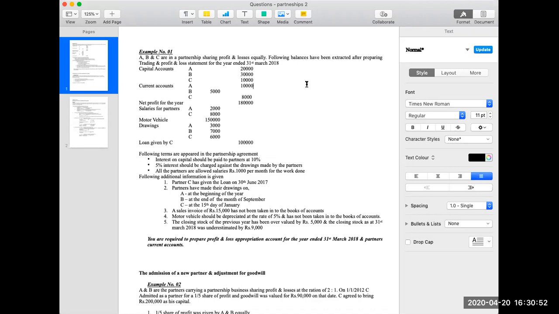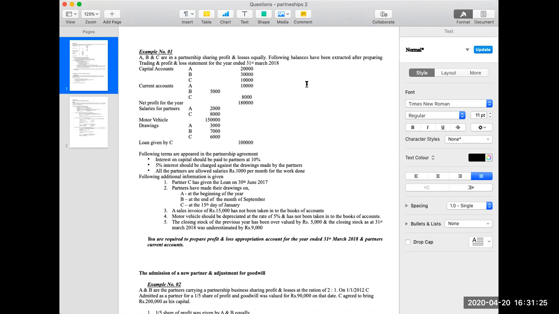Right. Other than that, this one, motor vehicle should be depreciated at the rate of 5% and has not been done. Therefore, you have to calculate the motor vehicle depreciation. The motor vehicle cost is 150,000, multiplied by 5%. Calculate the figure, that comes to 7,500, and that expense has to be deducted from the profit.